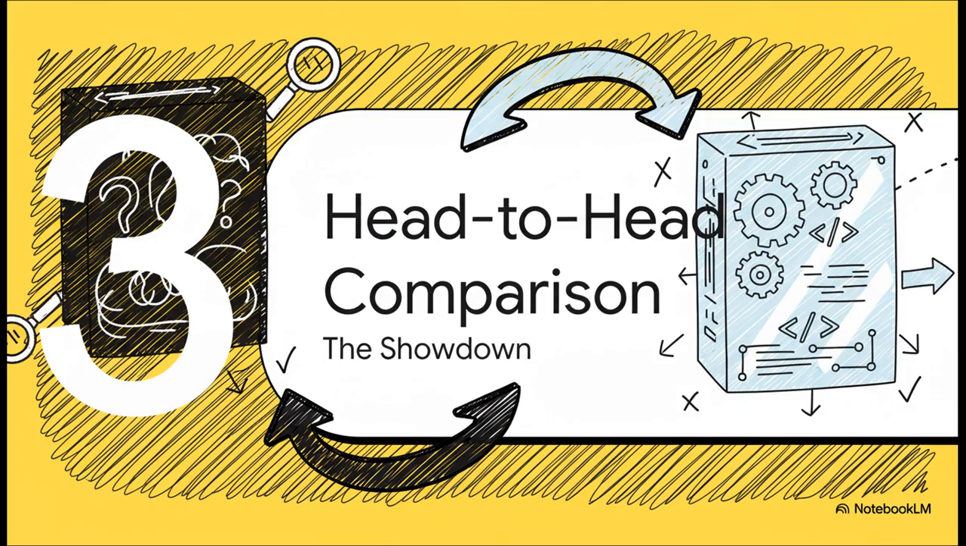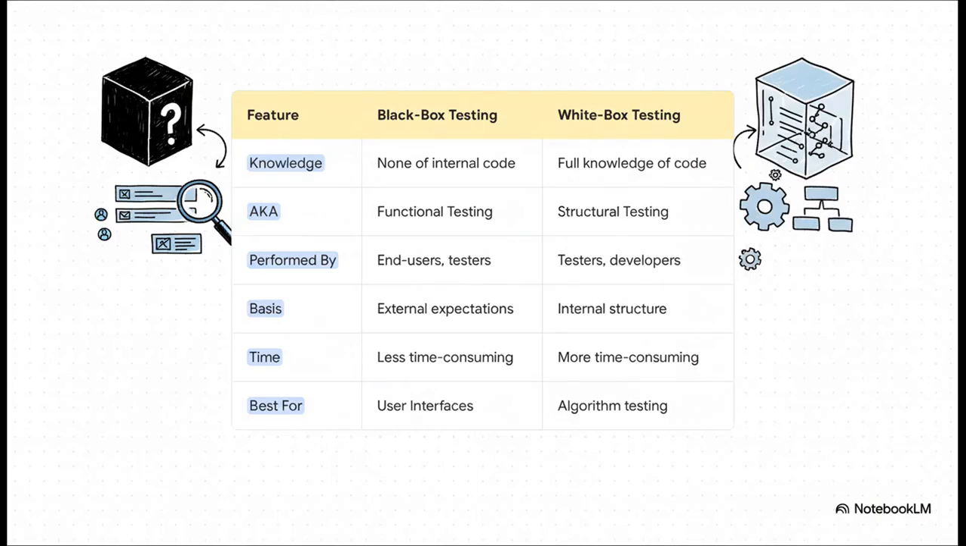Okay, so we've looked at the mystery box, and we've peered inside the glass box. Now let's put them side by side for a little head-to-head showdown. So, the biggest difference is knowledge, right? Black box knows nothing on the inside, while white box knows everything. And that's why black box is often called functional testing. We're just asking, does it function? While white box is structural testing. Is the internal structure sound?